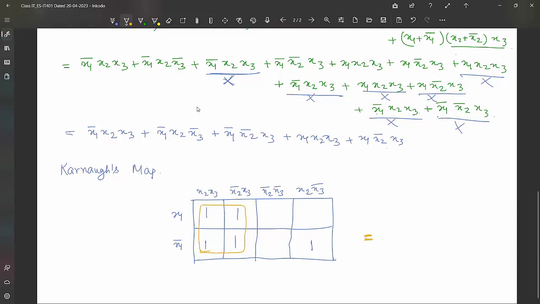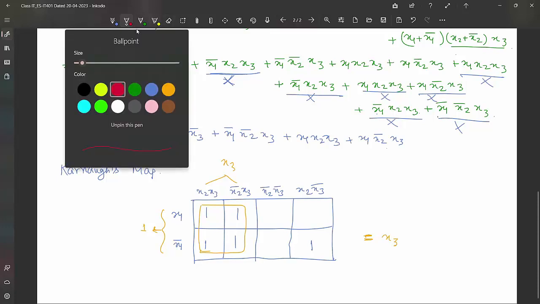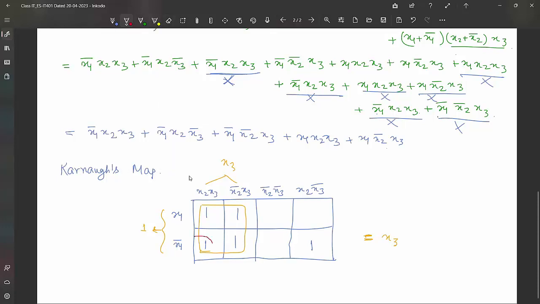x3. It is x3. Yes. Because from these two terms your common term is x3, and from these two terms your common term is 1. So that's why it is an x3 expression. Now we have another expression, na? Another pair, possible pairs, and it is that.